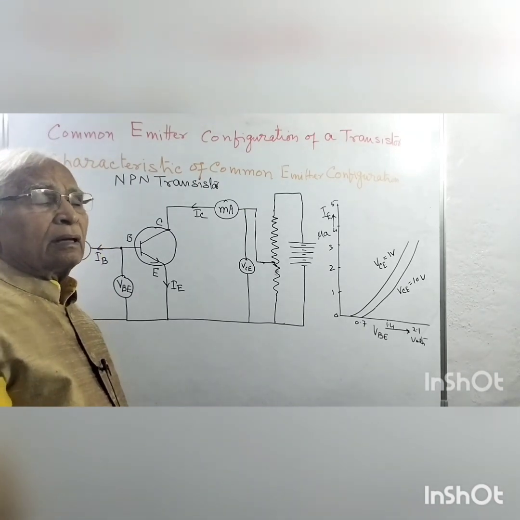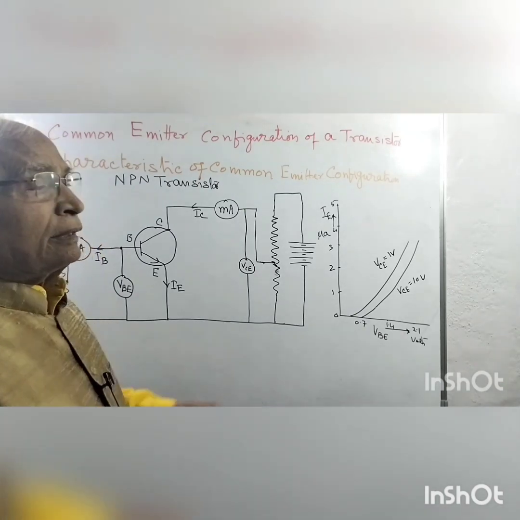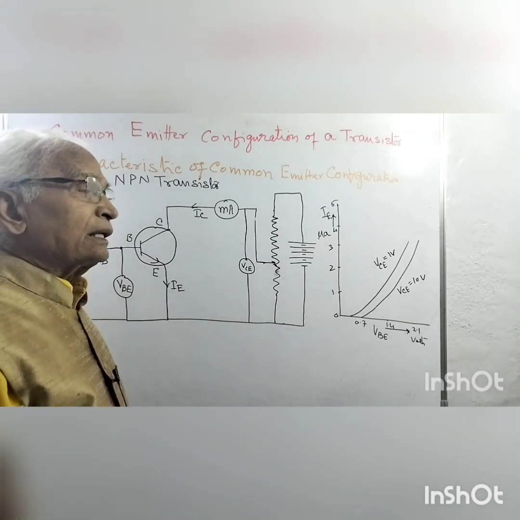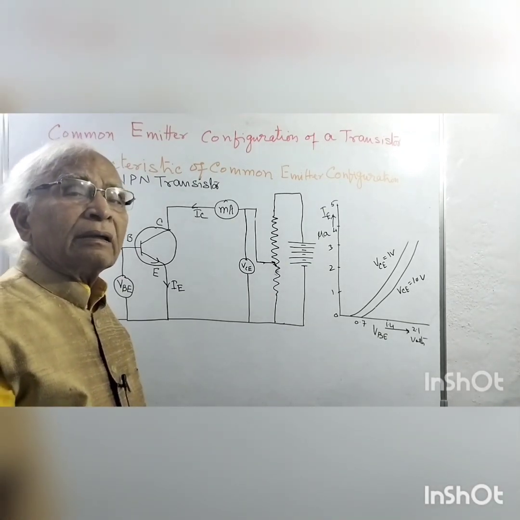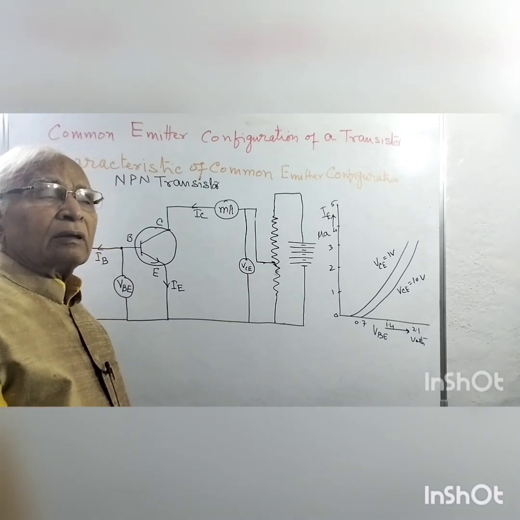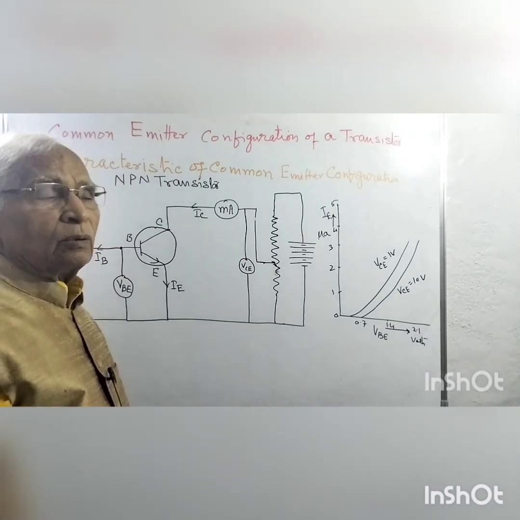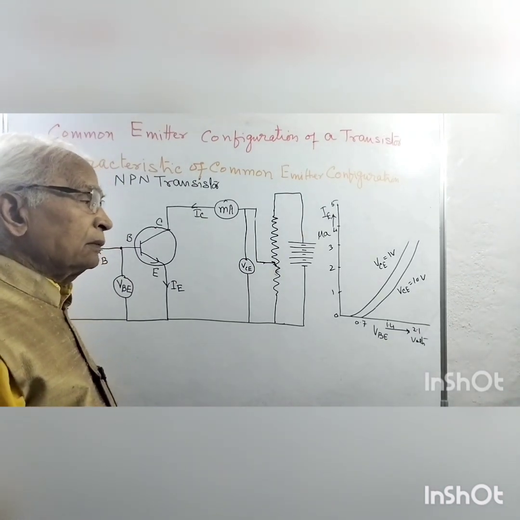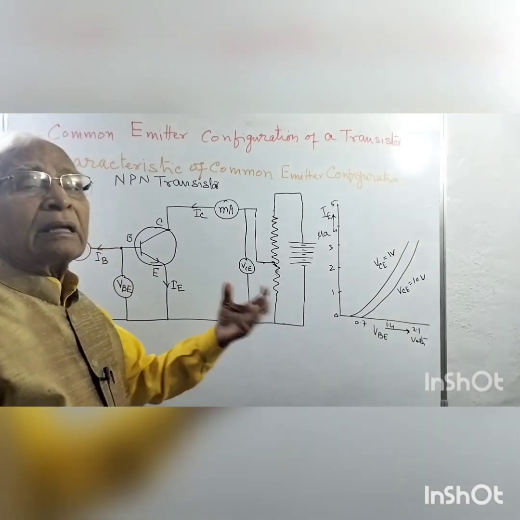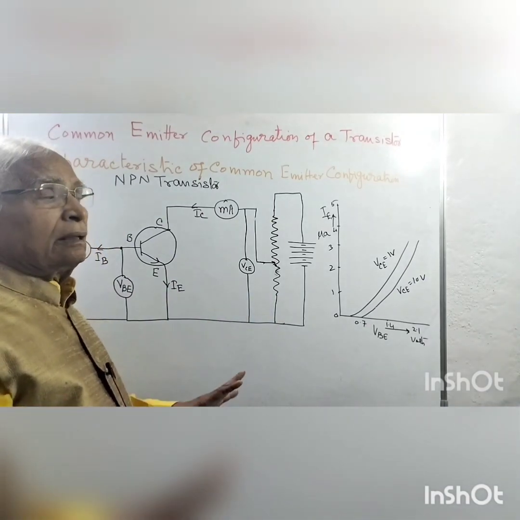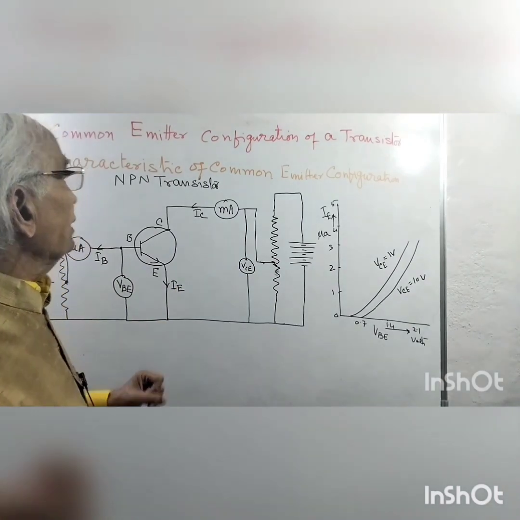We were talking last time also about the common emitter configuration of a transistor, and I explained the beta and alpha transistor parameters, and we got a relation between beta and alpha also. Now I explain one experiment which is done in the class also, and that is the common emitter configuration.